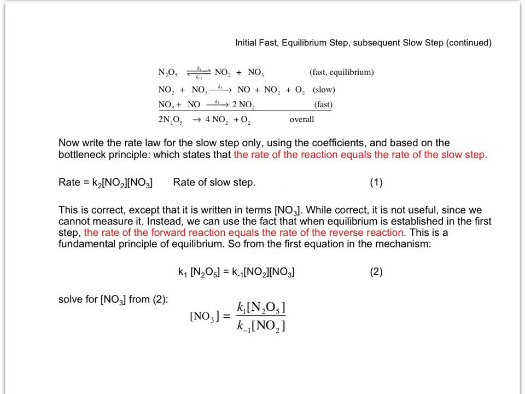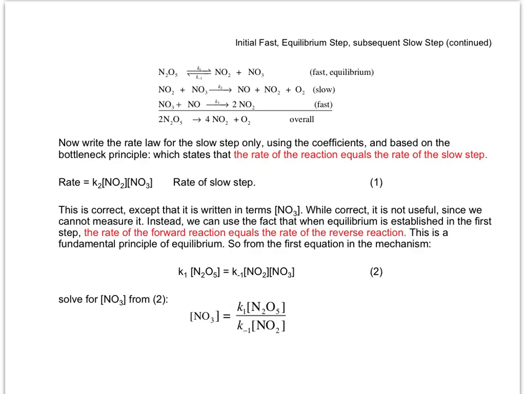So we're going to use another principle in kinetics. Actually, it's a principle of equilibrium and kinetics, and it's in red here, which states that if you have an equilibrium step, the rate of the forward reaction equals the rate of the reverse reaction. So that's this step up here. We can say the rate of the forward reaction, which is going to be k1 times [N2O5], equals the rate of the reverse reaction, which is k minus 1 times [NO2] times [NO3].